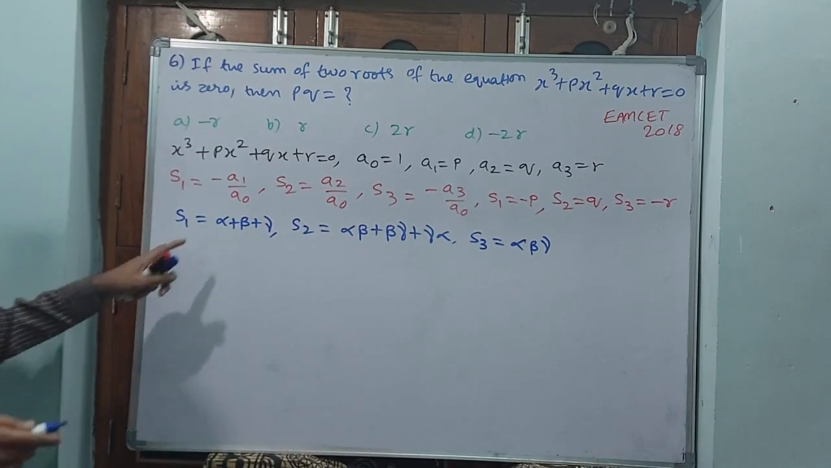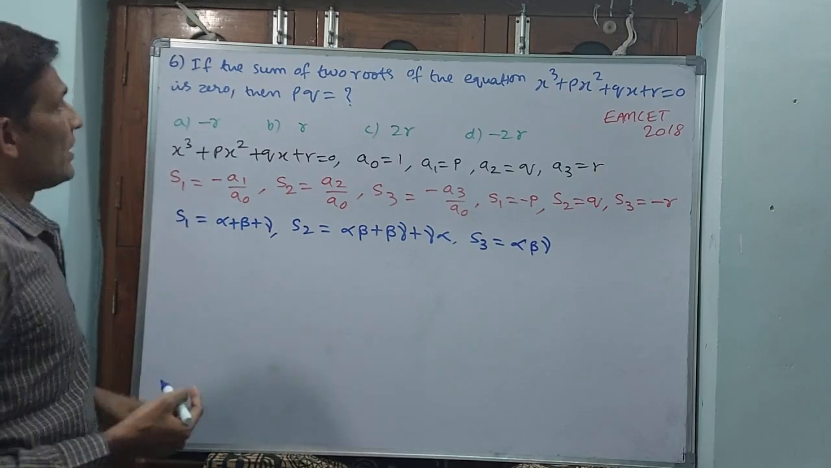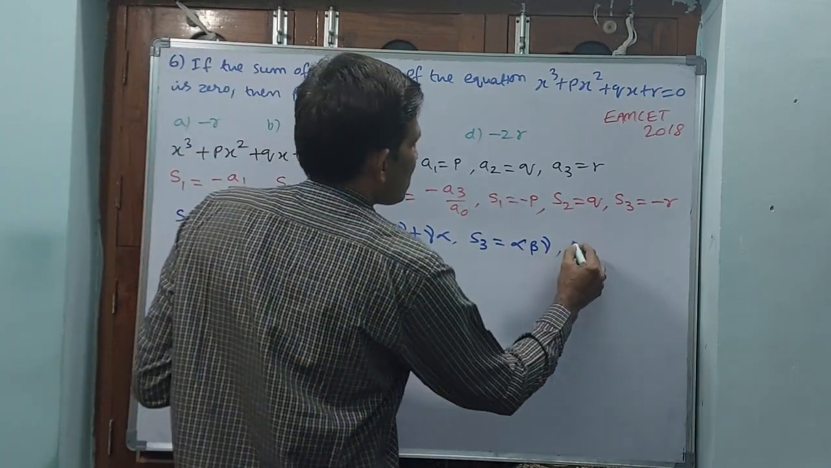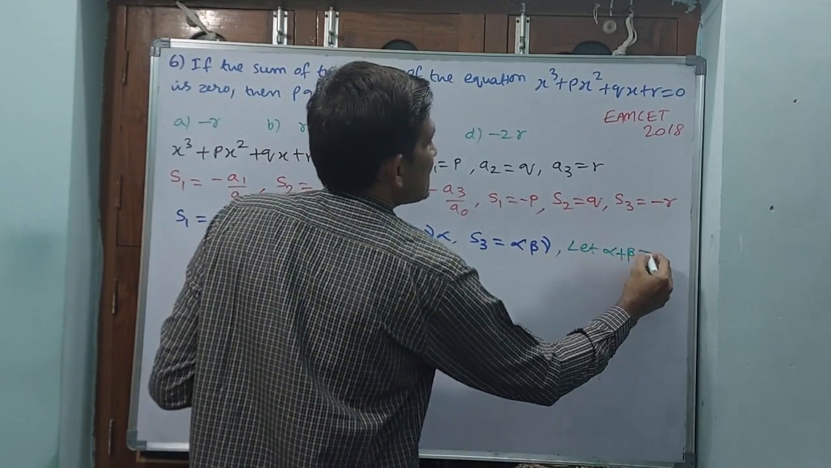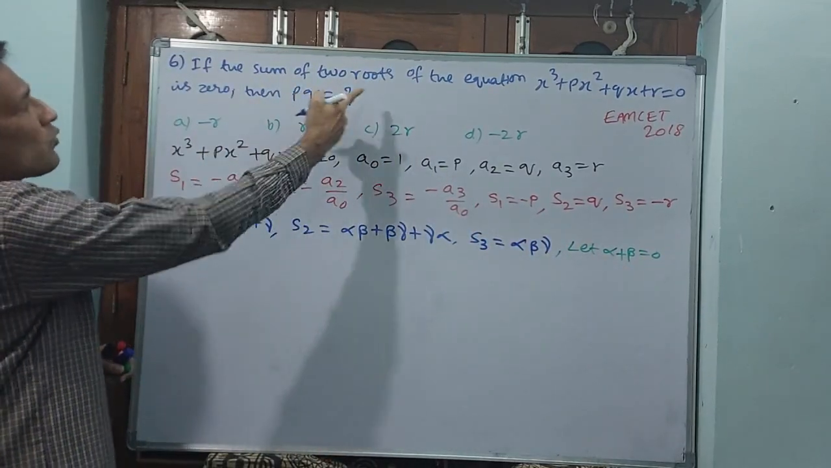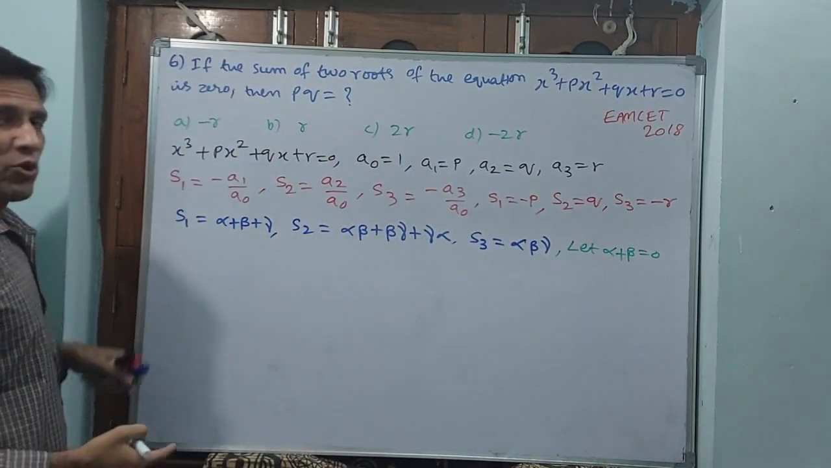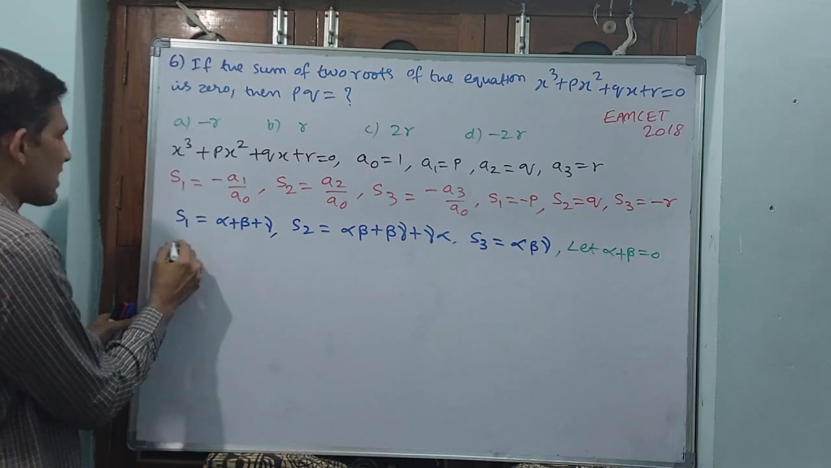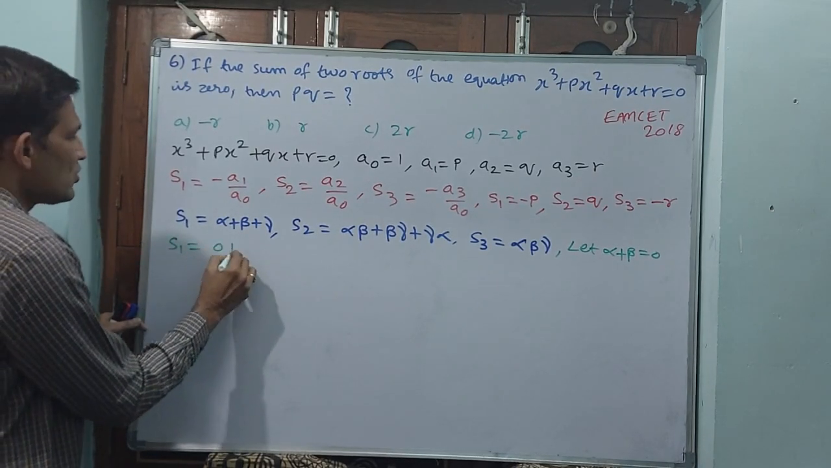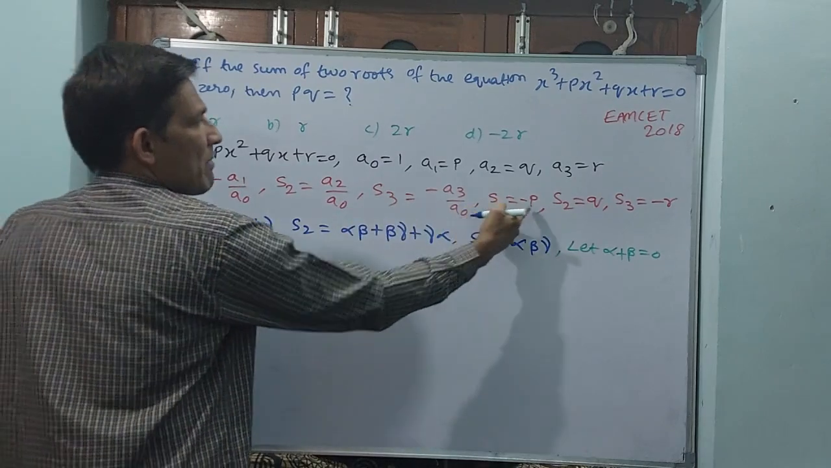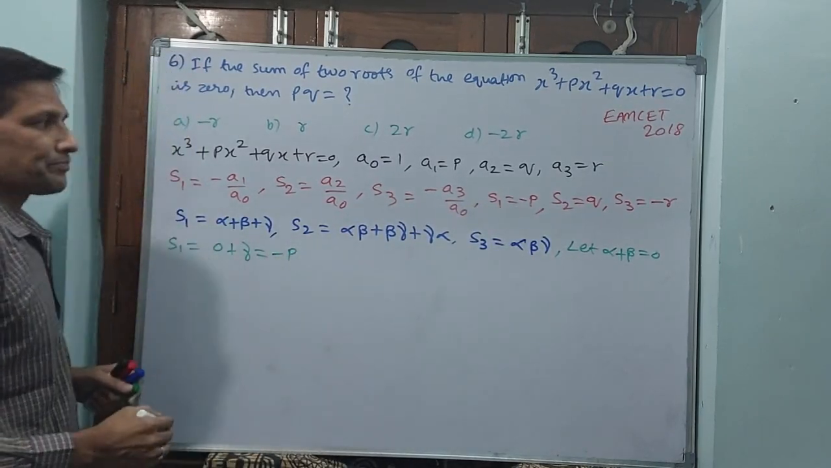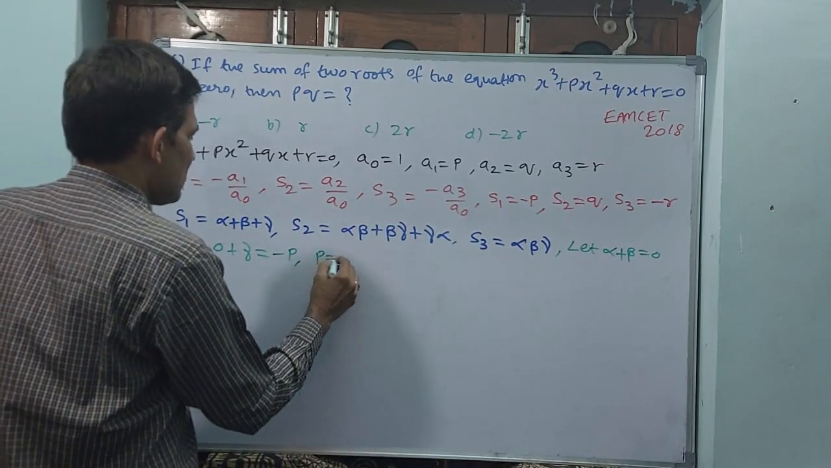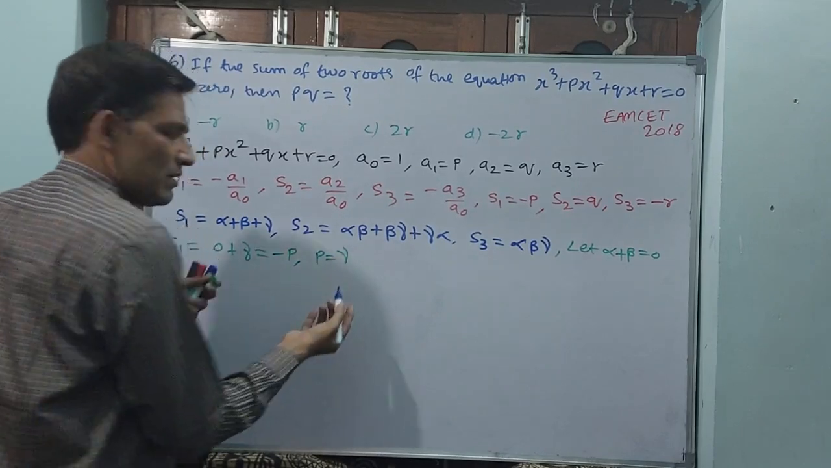Now you see alpha plus beta plus gamma. He has given that the sum of 2 roots is equal to 0. What I am writing: let alpha plus beta is equal to 0. Why? Because he only gave that the sum of 2 roots of that equation is 0. I have taken those 2 roots as alpha and beta. In the first equation, S1 is equal to 0 plus gamma, that is equal to minus p. That means here gamma value is minus p, means p value is gamma.